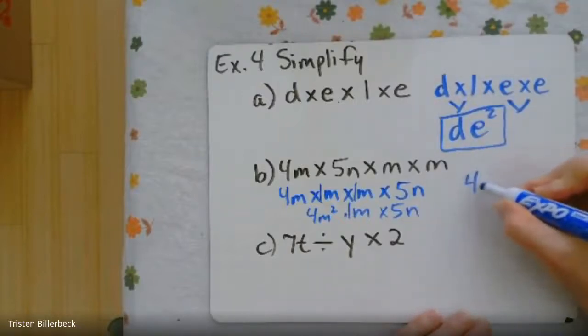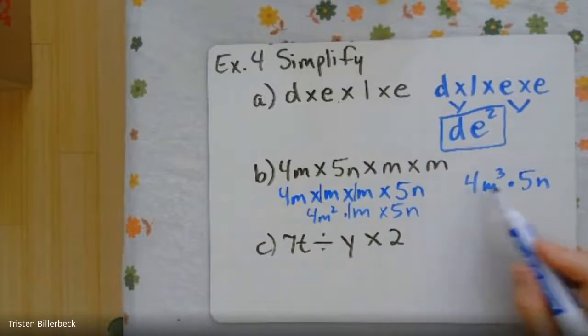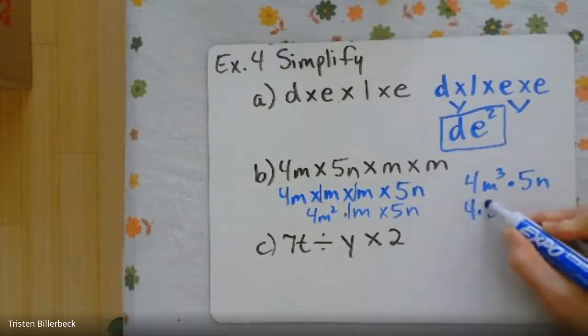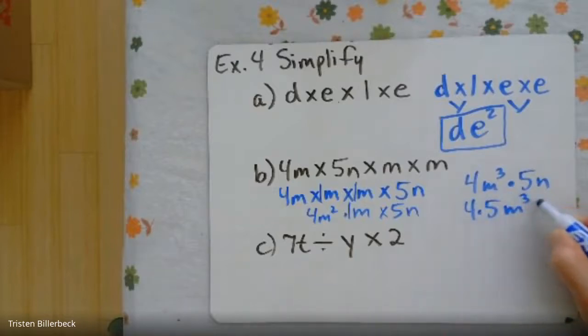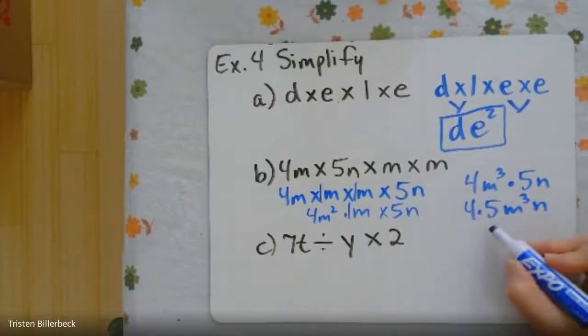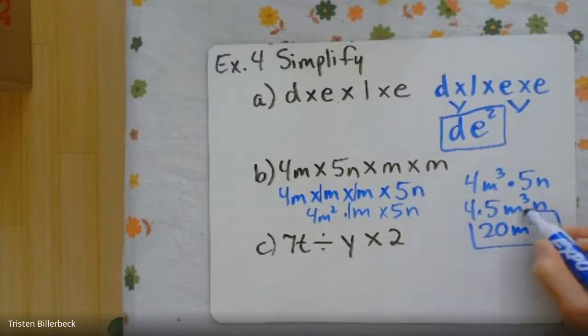Okay, so 4m cubed times 5n. We can also multiply 4 times 5. So 4 times 5, m cubed n, and 4 times 5 is 20, m cubed n. And that's our final answer.